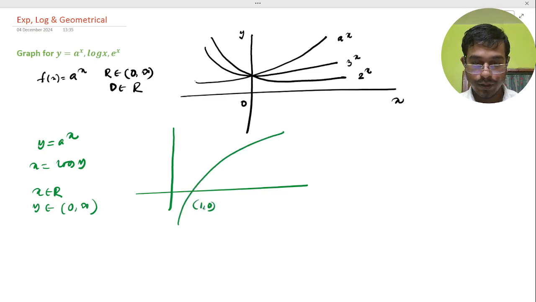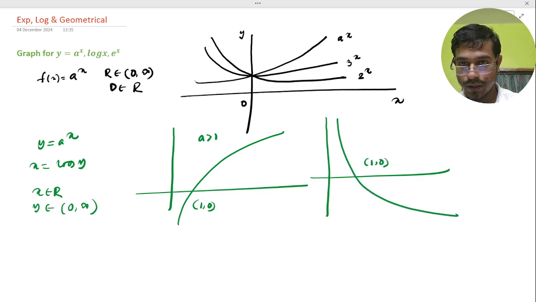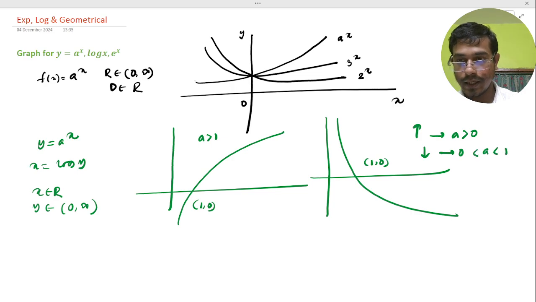This is (1, 0) where a is greater than 1, and the other one is like that. This one is (1, 0), and basically the upper half is increasing upward when a is greater than 1, and decreasing downward when 0 is less than a less than 1.